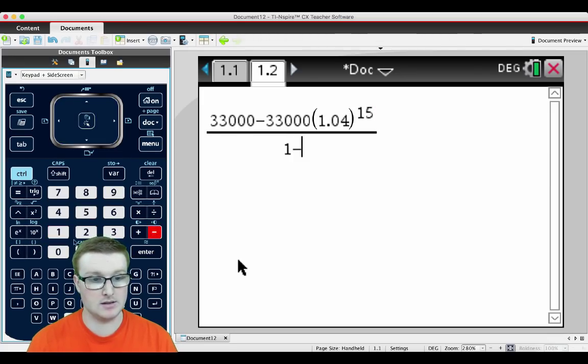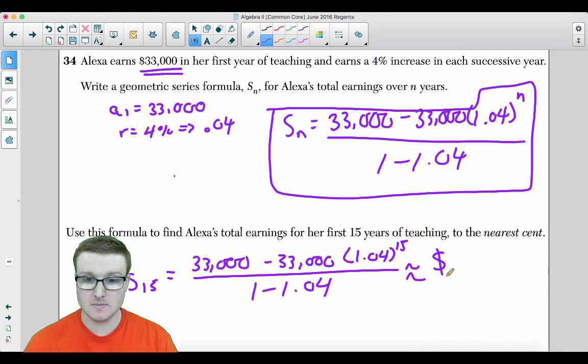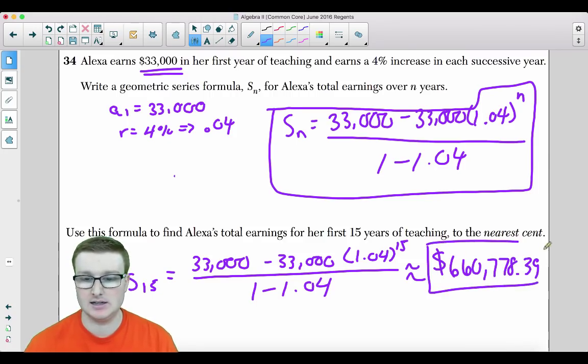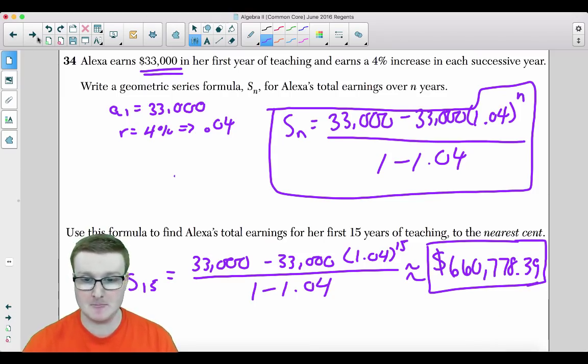And we got 1 minus... Okay, and we get $660,778.39. That is to the nearest cent, ladies and gentlemen, and that is your answer. That's how much Alexa earns in teaching.